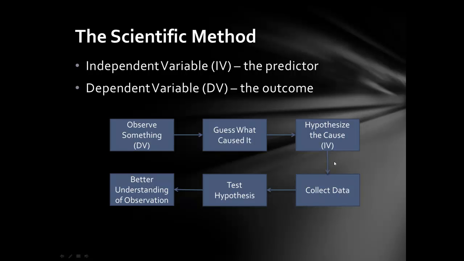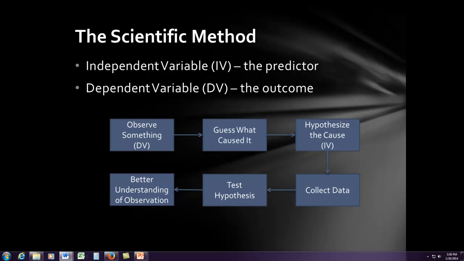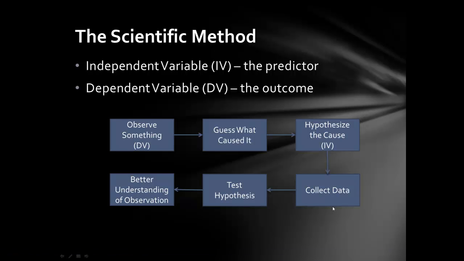Then you collect data measuring the dependent variable and test your hypothesis to have a better understanding of the relationship between your independent variable and your dependent variable. So now let's go ahead and move on to the different types of research designs that result in this data collection.